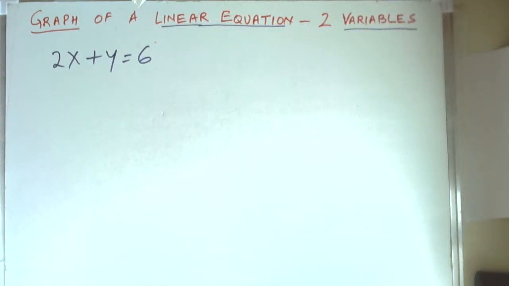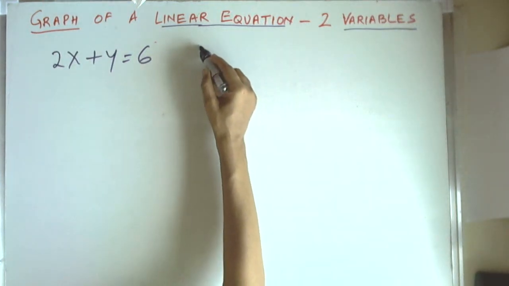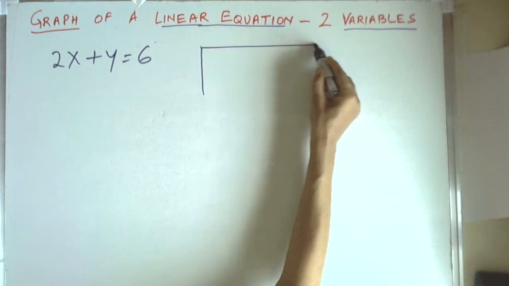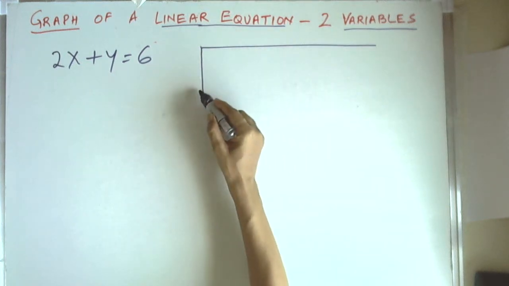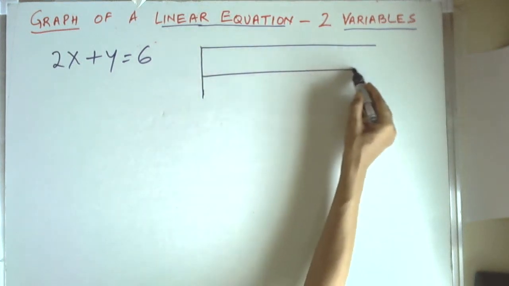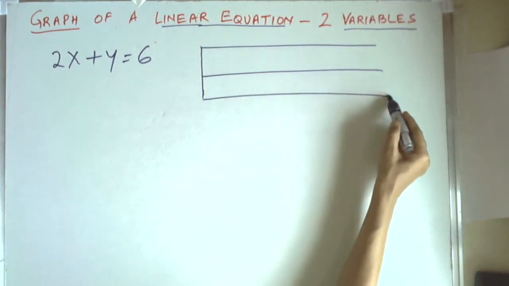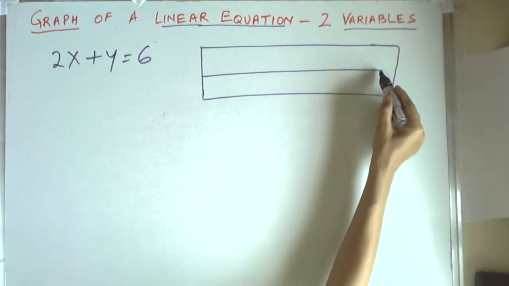In this video we will learn how to draw the graph of a linear equation in two variables. So let us take a linear equation 2x + y = 6. The first step in drawing the graph is that we draw the table, as we have learned earlier. So we will draw a table.